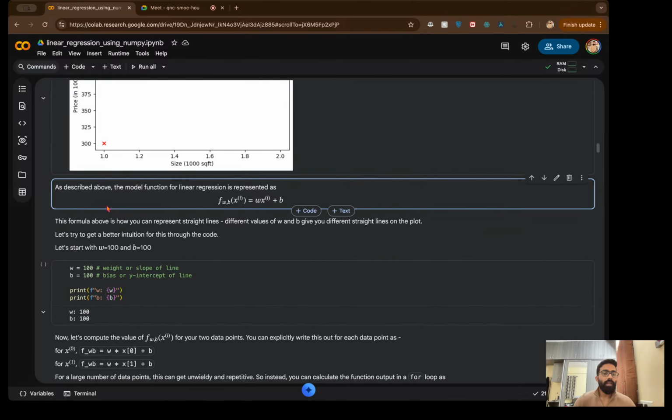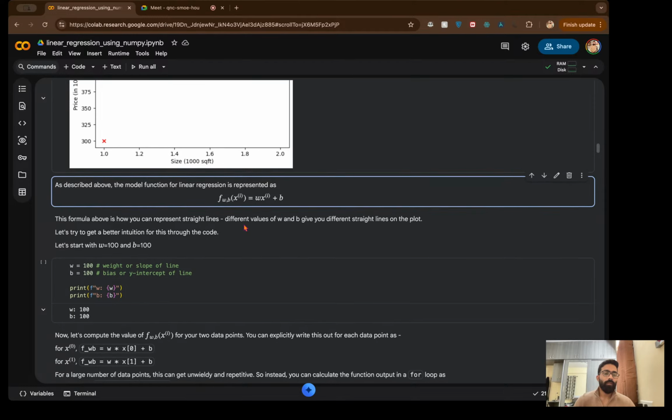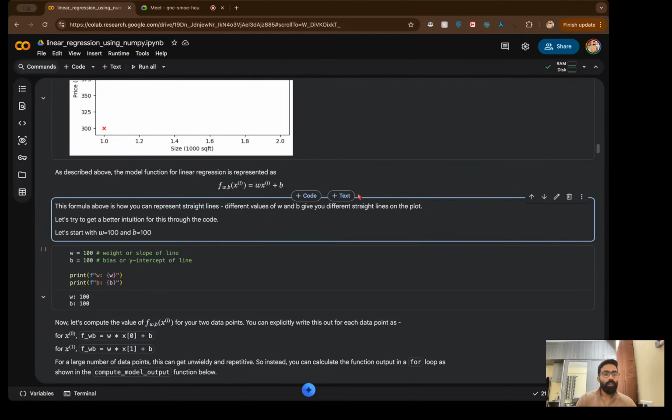As described above, the model function for the linear regression is represented as f_wb(xi) = w*xi + b. The formula above is how you can represent straight lines. Different values of w and b give you different straight lines on the plot. Let's try to get a better intuition for this through the code. Let's start with the value of w equals 100 and b equals 100.